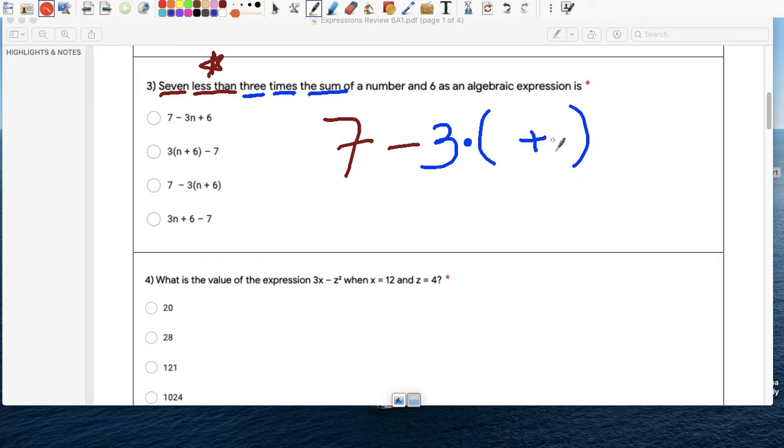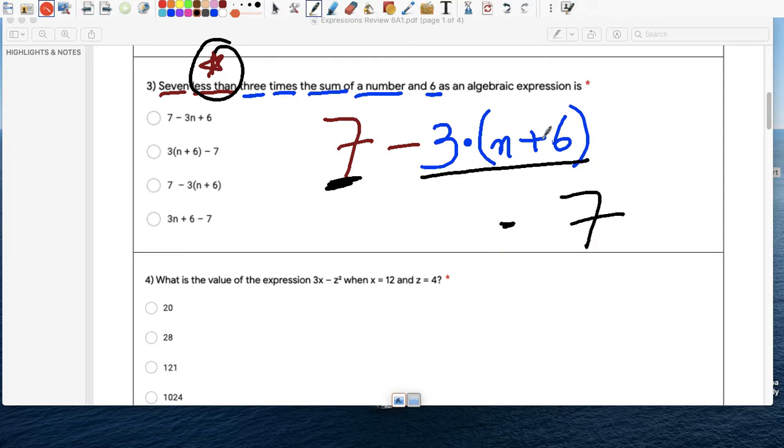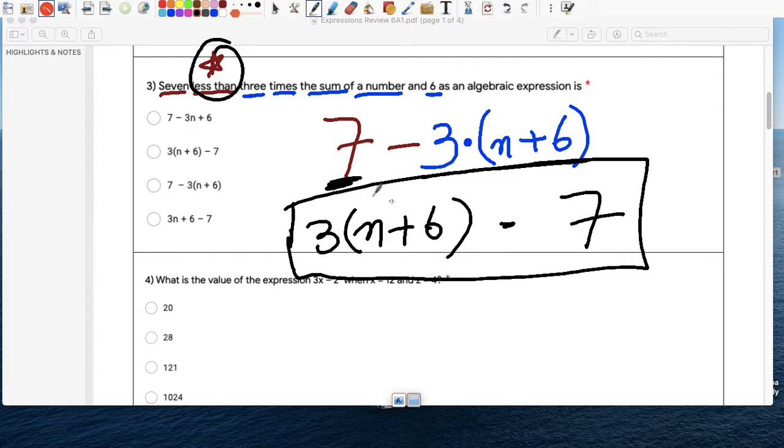Who are we adding? A number that I don't know, A, B, C, whatever. Let's choose N. And what's the other number we're adding? 6. Am I finished? No, because remember, less than, I have to switch. So the 7 goes to the back, and this whole term here, 3 times the sum of n plus 6, goes in front. So, is there an answer that looks like this? Is there an answer that looks like this? Yeah, it's this one, right here.